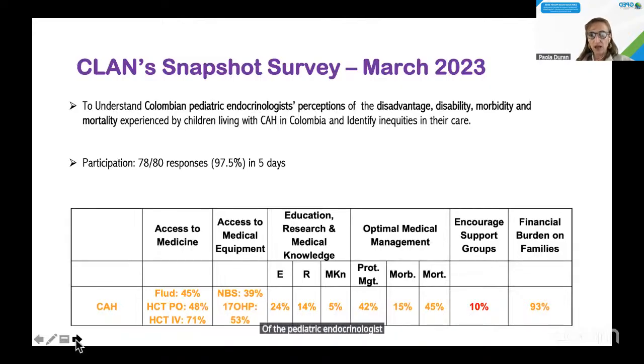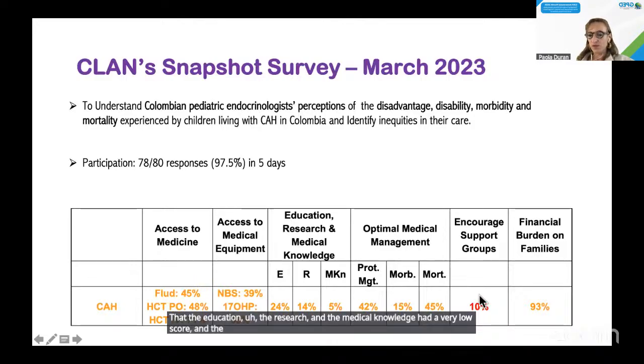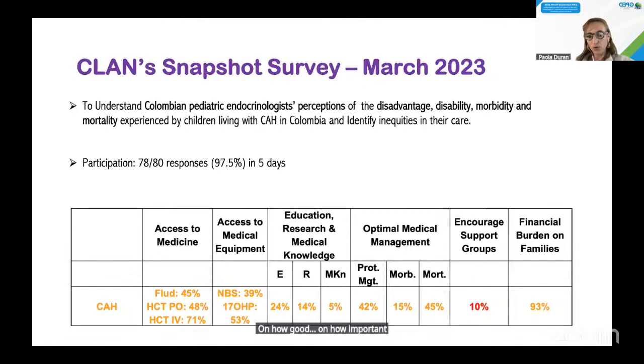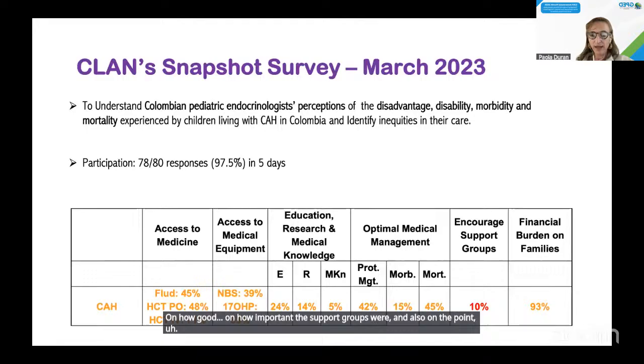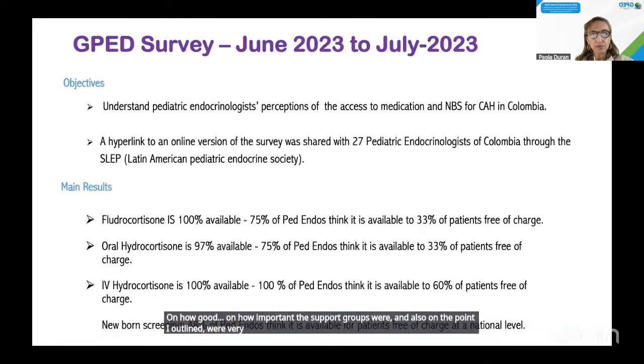in 5 days. We obtained many answers, but I am going to highlight that education, research, and medical knowledge had a very low score, and the support groups had a very low score. I mean, the perception of the pediatric endocrinologists on how important the support groups were, and also on the point I outlined, were very low.